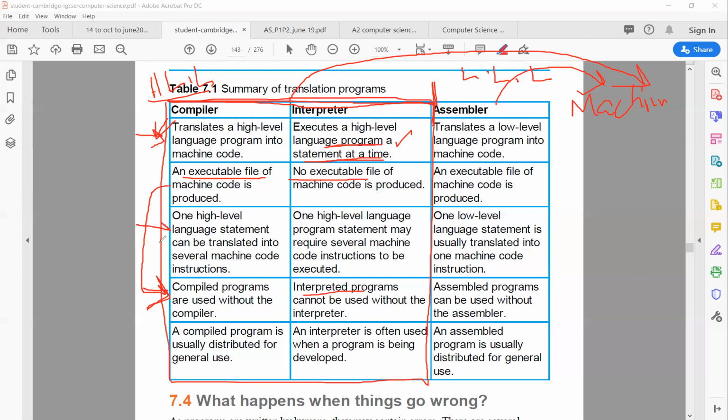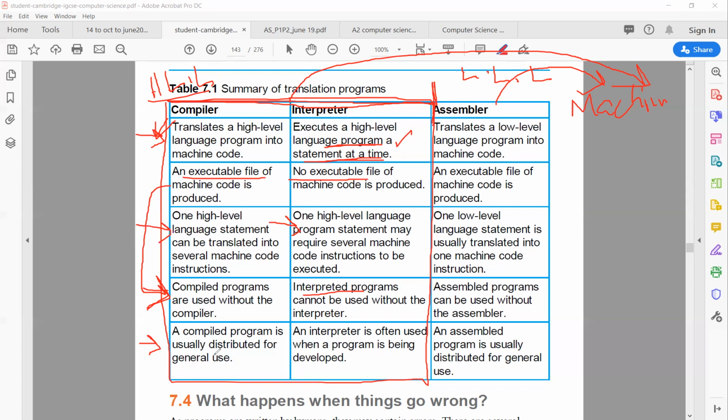Okay. One high-level language statement can be translated into several machine code instructions. As we have already seen just a moment ago, in the same way, this point is the same for the interpreter. And the last point is that a compiled program is usually distributed for general use. For example, you purchase any game or software that you want to install.